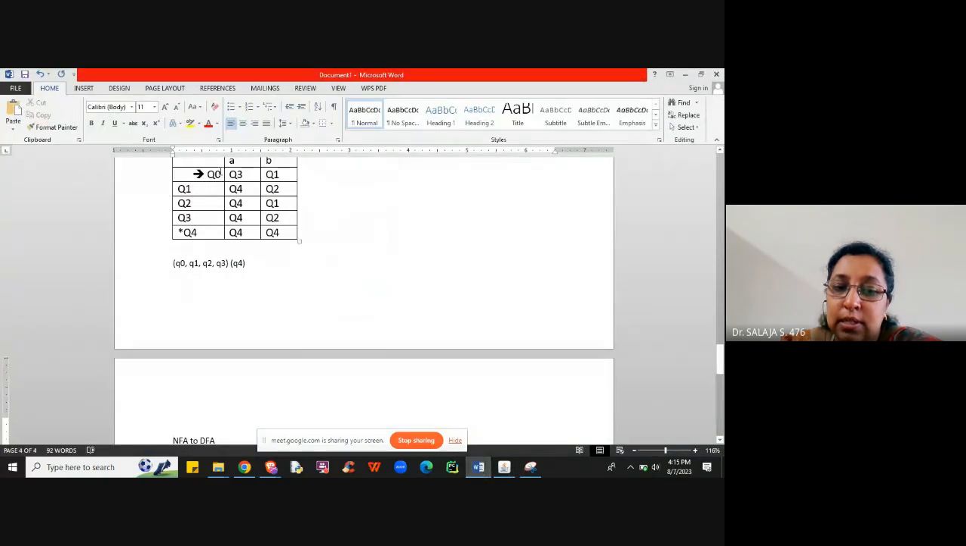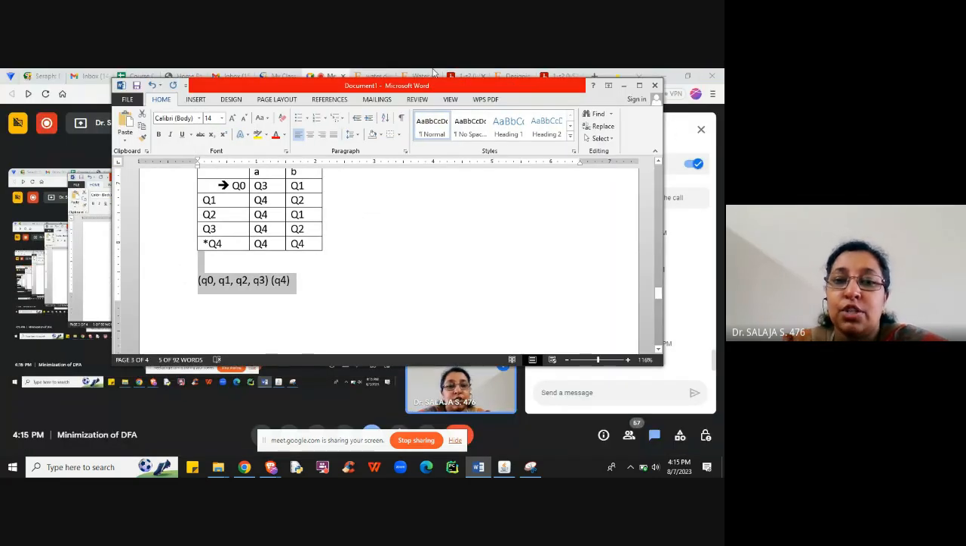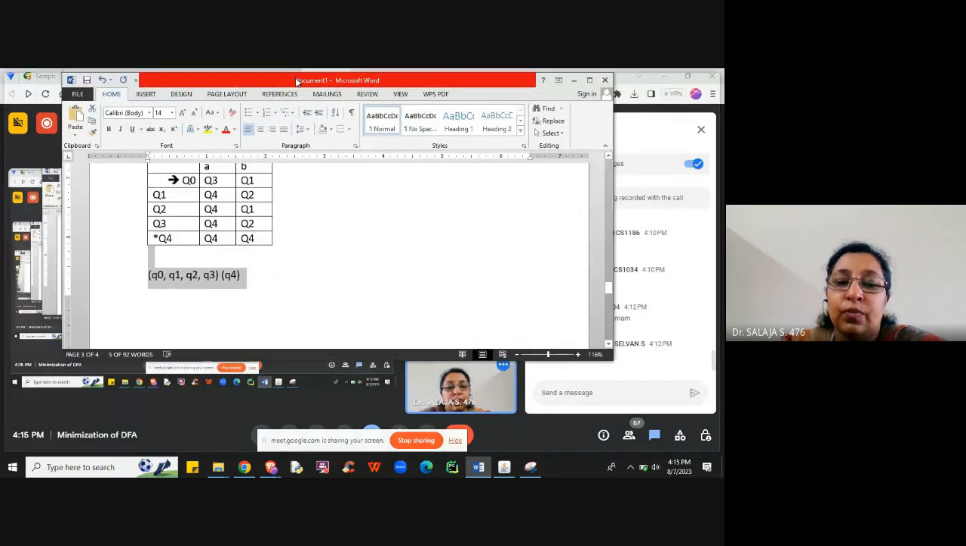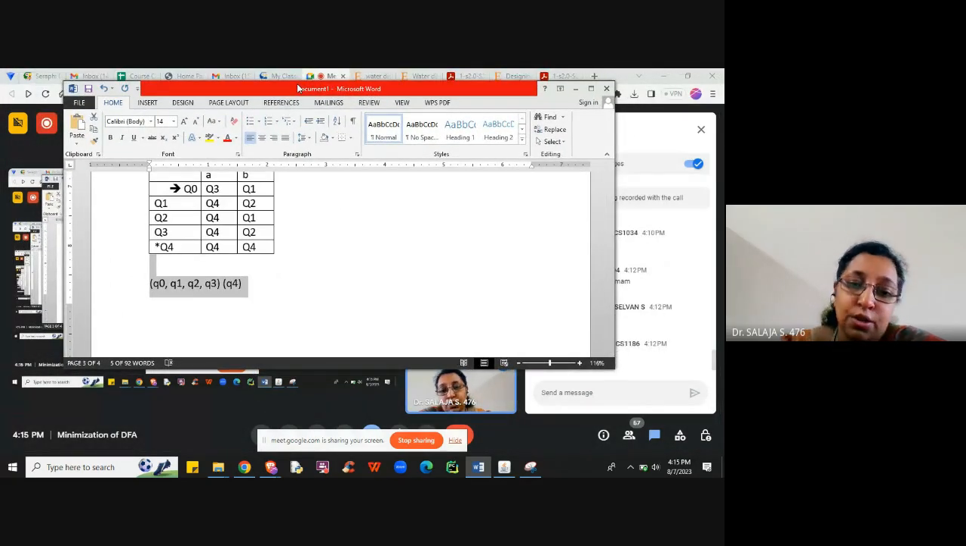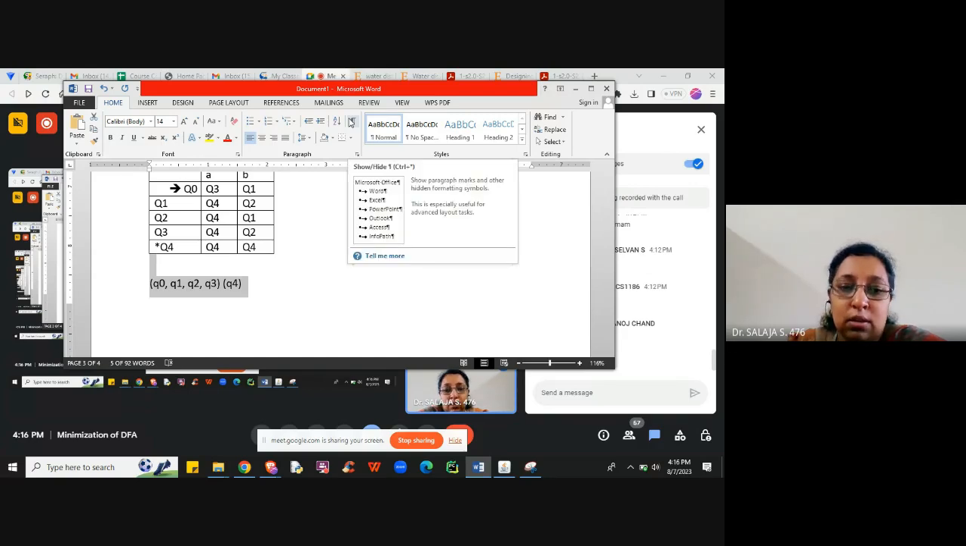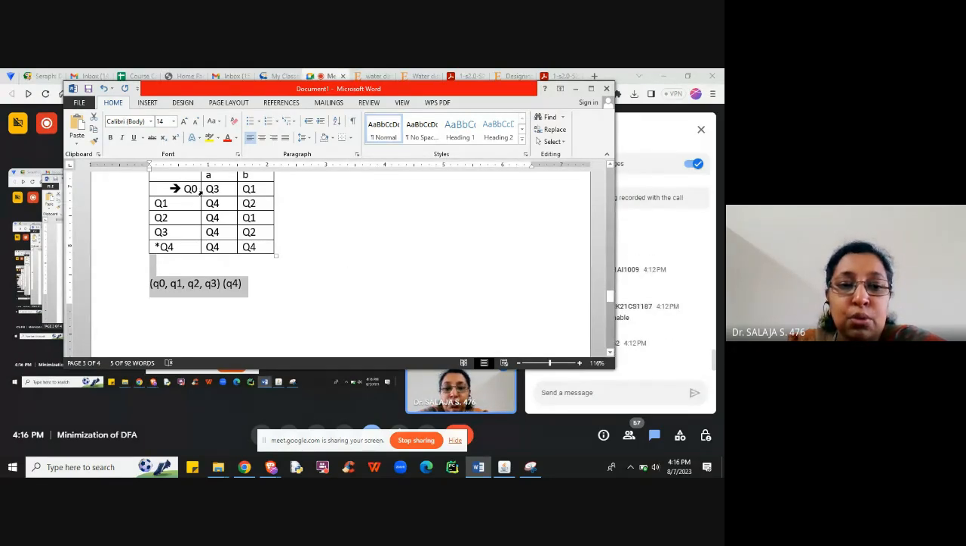Among the given group, which states are indistinguishable? Is it Q0, Q1, Q2, Q3 all together that are indistinguishable, or is it Q0, Q1 in one set and Q2, Q3 in the other set? Option number 1 is Q1, Q2, Q3 are indistinguishable. Option number 2 is Q1 and Q3 are indistinguishable, whereas Q0 and Q2 are in different groups.